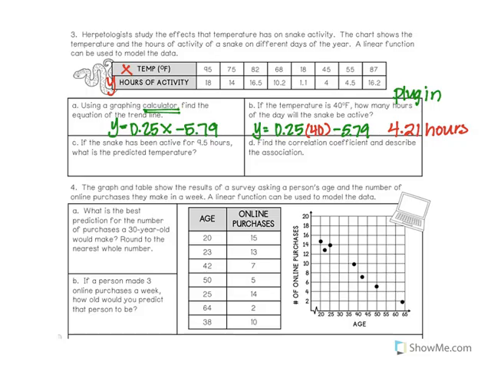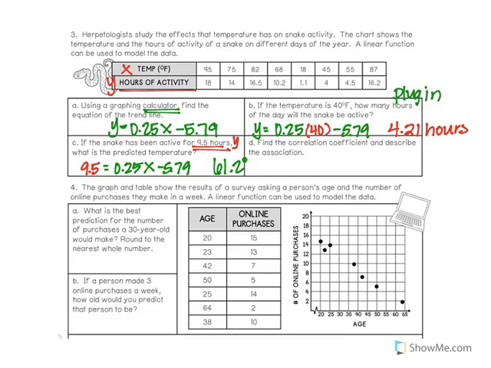If the snake has been active for 9.5 hours, keep in mind here that the 9.5 is hours, and hours is a y. So I'm going to plug it in. We've got that 9.5 for the hours, and that is equal to 0.25x minus 5.79. This is where I would do my inverse operations. So add 5.79, and then divide by 0.25, and I get about 61.2 degrees.